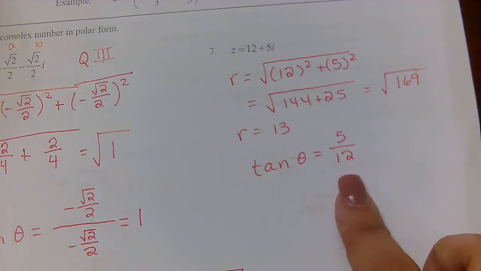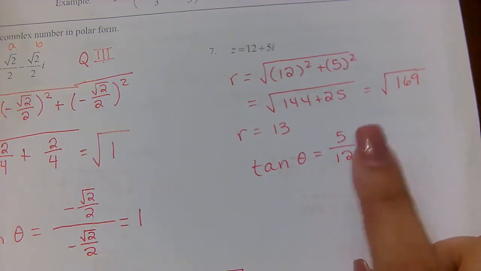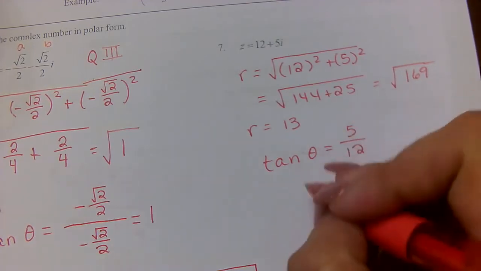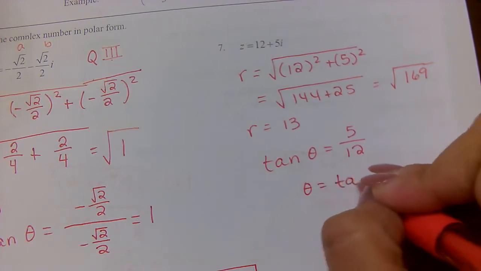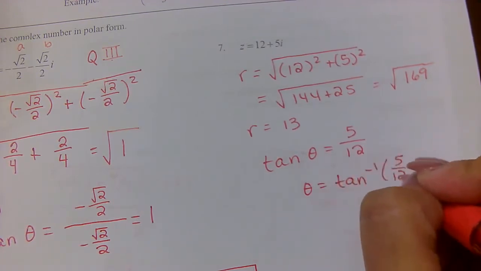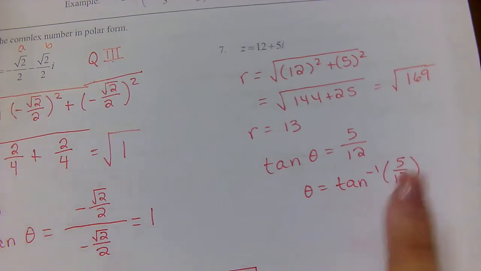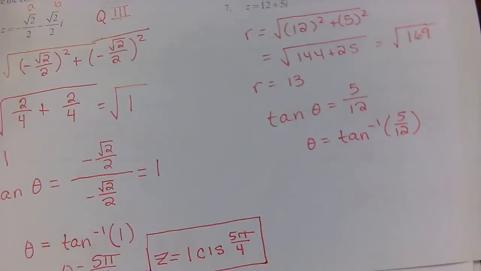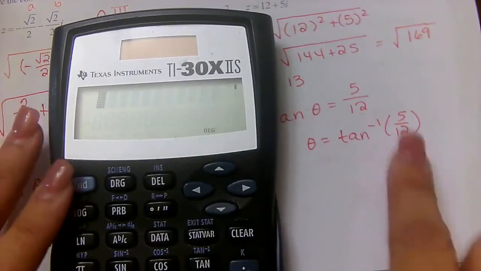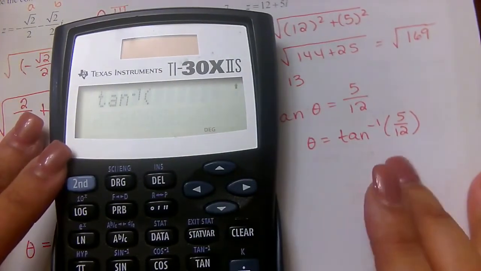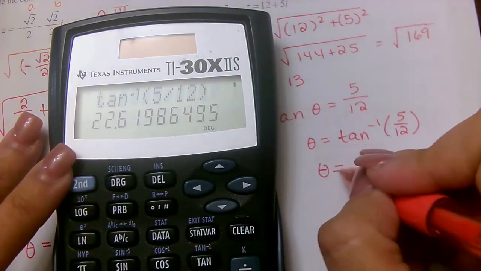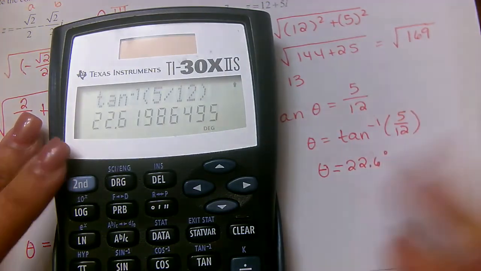Now remember, in this particular case, this is not on the unit circle, so we have no option but to go ahead and use the calculator. So I'm going to do theta is equal to inverse tangent of 5 over 12. Let's go ahead and plug that in. Since we did radians on number 6, let's go ahead and find this in degrees. So I made sure my calculator is in degree mode, and I'm going to do second tangent 5 divided by 12. Theta would equal 22.6 degrees.